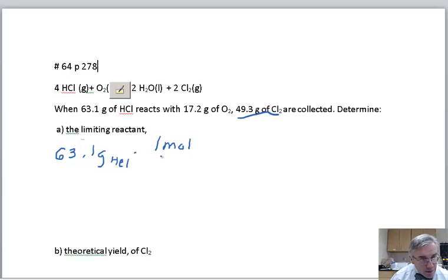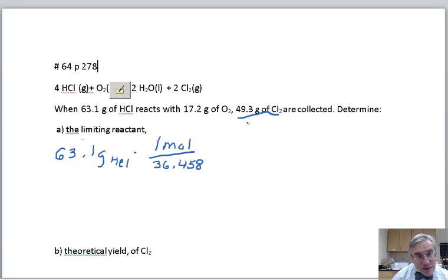So I put that in the numerator, and we're going to divide that by the molar mass of hydrochloric acid, and that molar mass is 36.458, and that's just by adding the atomic mass of hydrogen and the atomic mass of chlorine. Okay, so then that would give us the number of moles of the HCl reagent. Now, the other thing we're going to have to do is figure out how much of the chlorine gas product that can make.